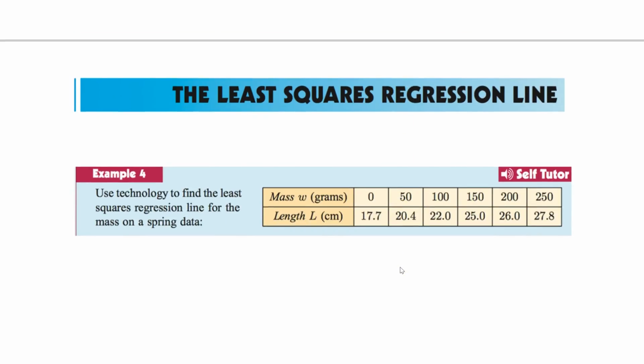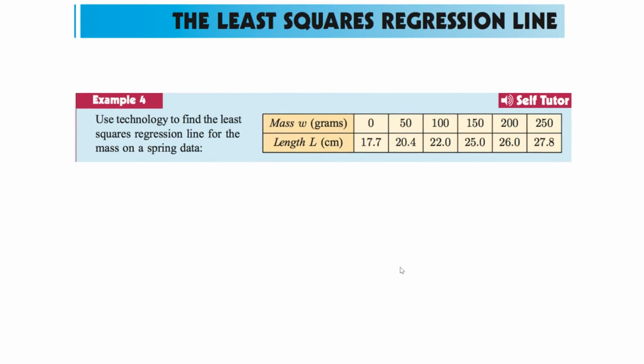Let's move on. The least squares regression line is actually the exact same thing. It's the line of best fit, but done by your calculator. That's the only difference. It's a different type of program. It's a program that does it. So it's essentially the same thing. It's a line of best fit, just done with the calculator. So let's talk about how to do that right here.